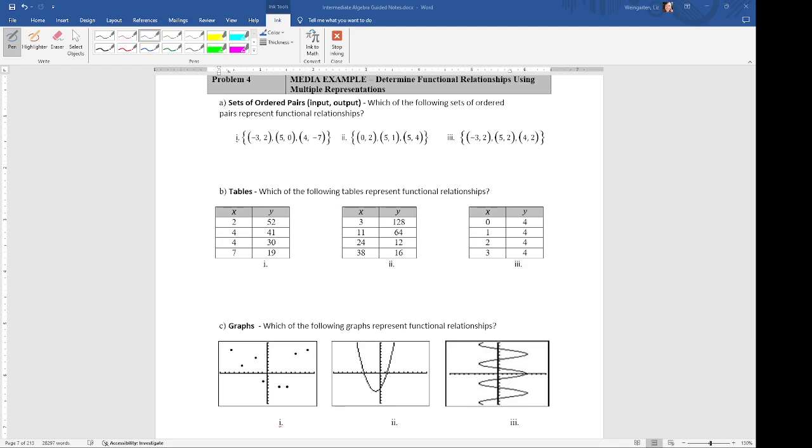Problem 4 is a better representation of what you'll likely see in the homework. You are going to see sets of ordered pairs, tables, and graphs quite a bit in this assignment. So a tip for looking at sets of ordered pairs, you want to see if any of the input values, also known as the x values, repeat. We can see we distinctly have a -3, a 5, and a 4. None of these repeat, each has only a single output, so this one is a function.